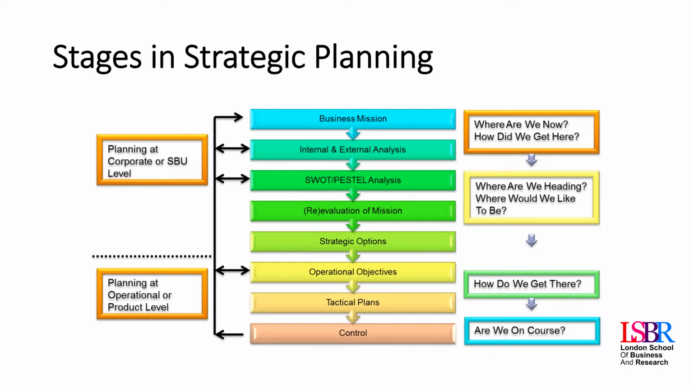Once you've done that, you will then identify your strategic options, which we talked about already. So these are all the different ways in which you think you can achieve some goal or objective. So option 1, option 2, option 3, a number of different options. Once you've identified those options, you then look at evaluating them.